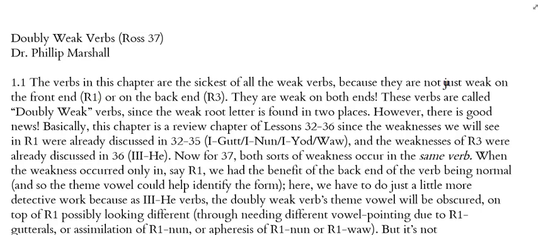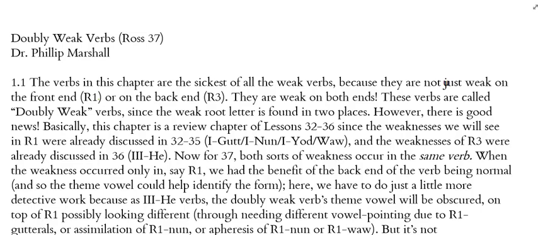They are the sickest of the weak verbs because they're not just weak on the front end in root 1, but they're also weak on the back end, root 3. And so they're weak on both ends of the verb. These verbs are called doubly weak verbs since they have weak letters in two different places.